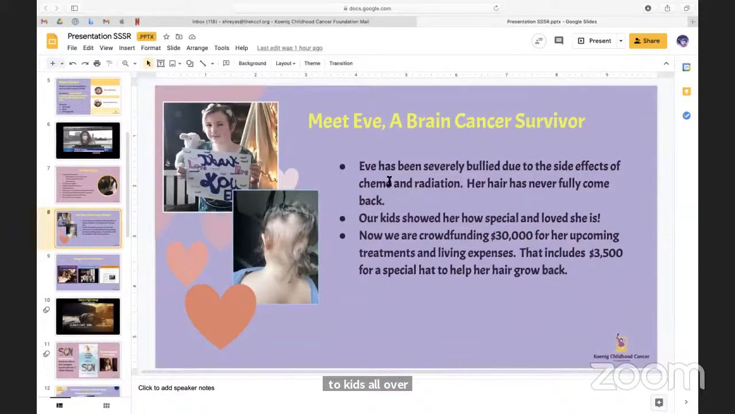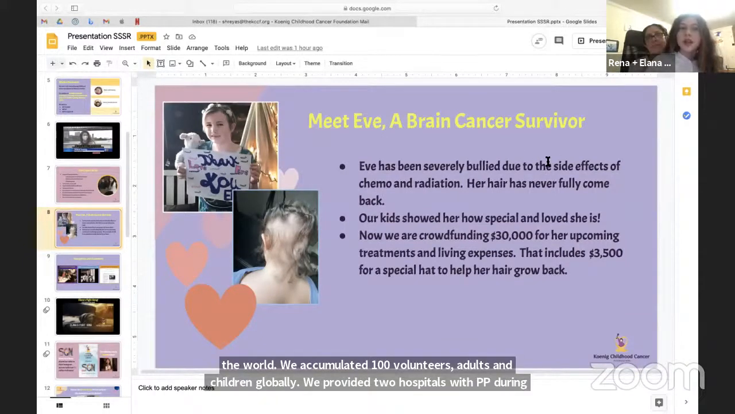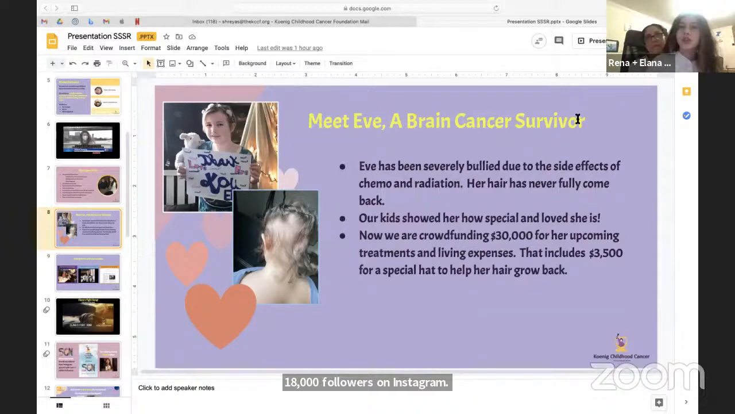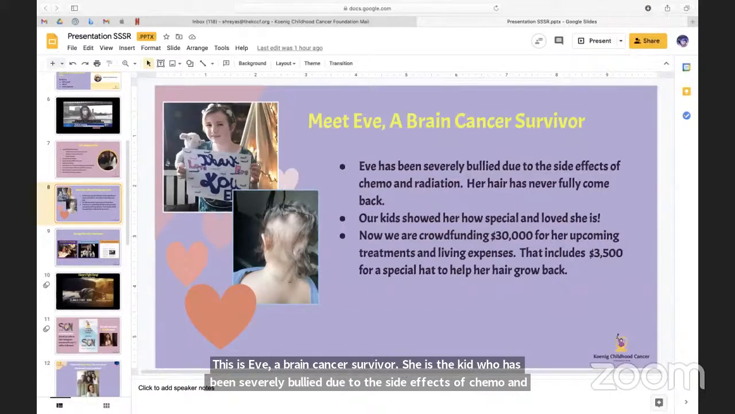This is Eve, a brain cancer survivor. She is the kid who has been severely bullied due to the side effect of chemo and radiation. Her hair never really fully came back. Our kids showed her how special and loved she is, which is so sweet. And now we are crowdfunding $30,000 for her upcoming treatments and living expenses. That includes a hat that can help her hair grow back.